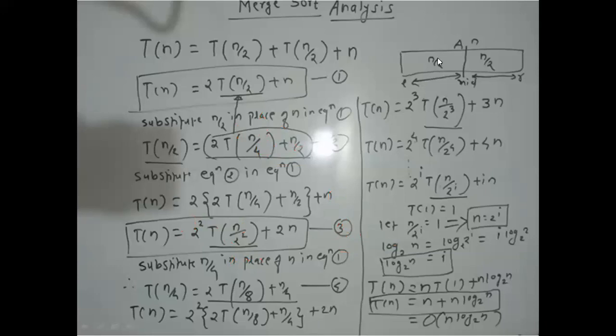Next, the time complexity for merge sort. Here, what is T of n by 2? We have n elements. The time taken for T of n elements is the time taken to sort the left elements, T of n by 2, and the time taken to sort the right elements, T of n by 2.